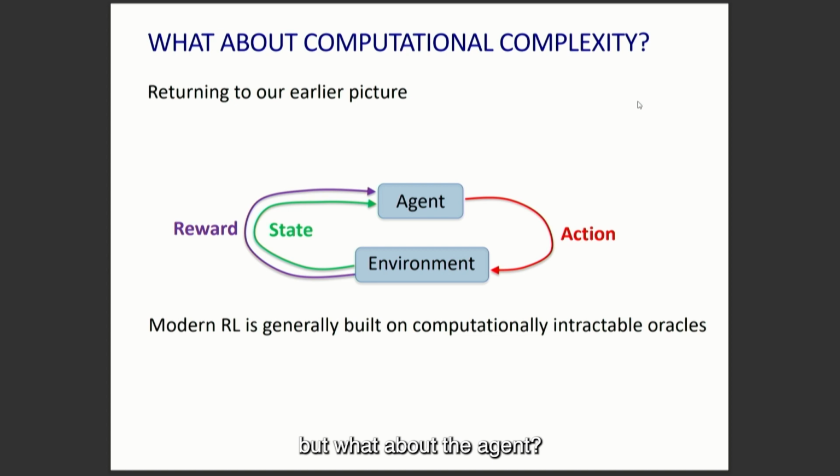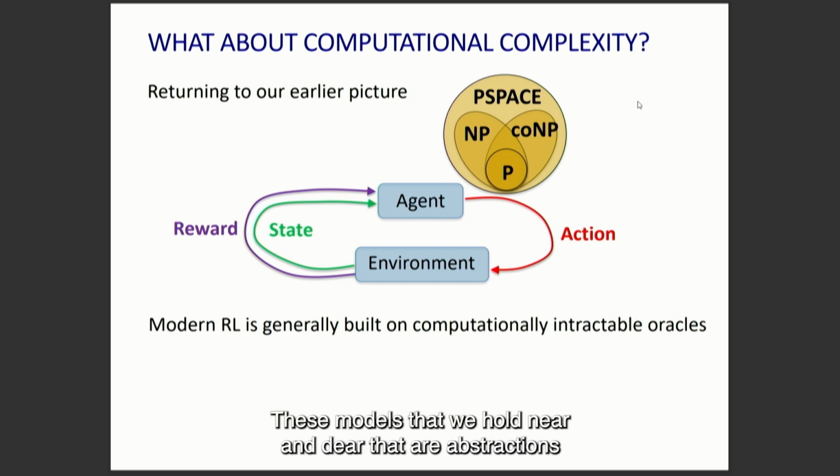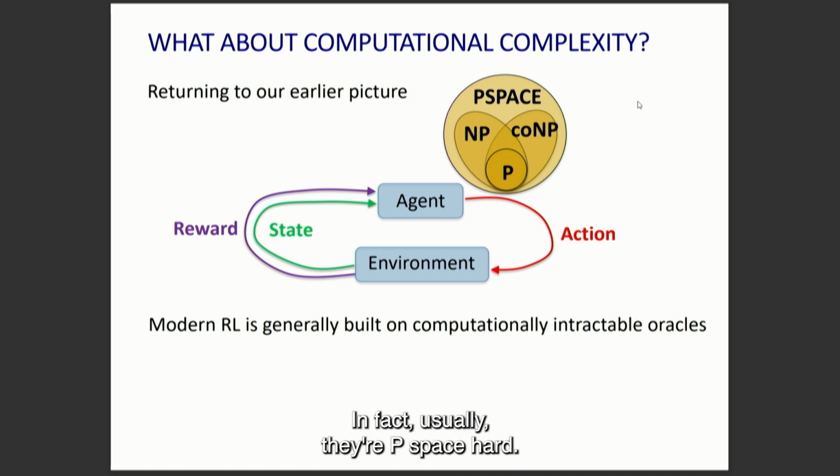But what about the agent? What exactly is that agent doing? It turns out that modern RL is built on computationally intractable oracles. These models that we hold near and dear, that are abstractions about modern RL, are all predicated on the idea that the agent is solving wildly hard optimization problems in order to choose their sequence of actions. These are things that are not merely NP-hard. In fact, usually they're PSPACE-hard.